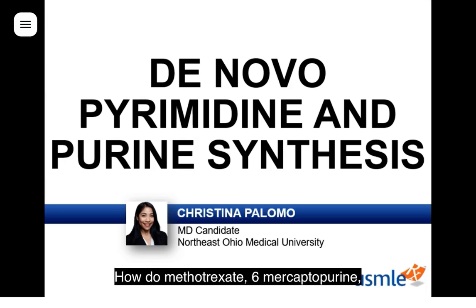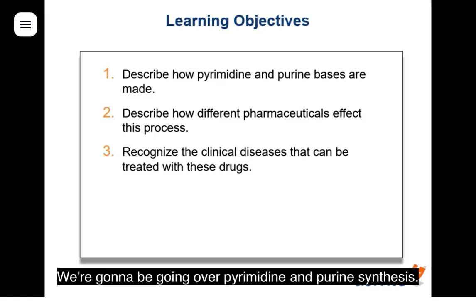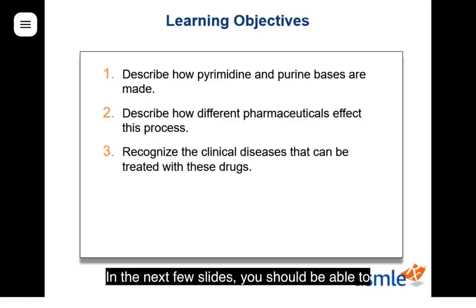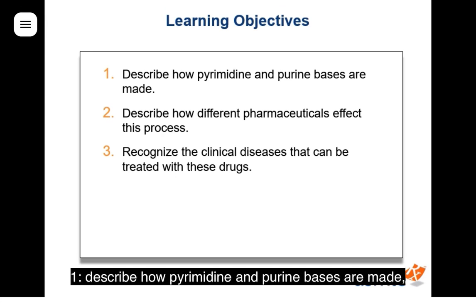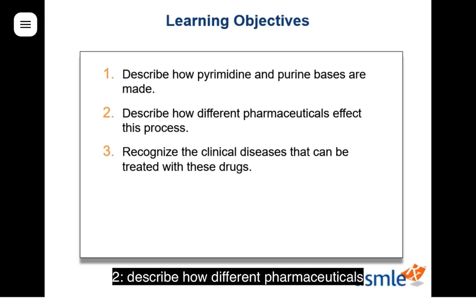How do methotrexate, 6-mercaptopurine, and leflunomide all treat rheumatoid arthritis? We're going to be going over pyrimidine and purine synthesis. In the next few slides, you should be able to 1. Describe how pyrimidine and purine bases are made, 2. Describe how different pharmaceuticals affect this process, and 3. Recognize the clinical diseases that can be treated with these drugs.